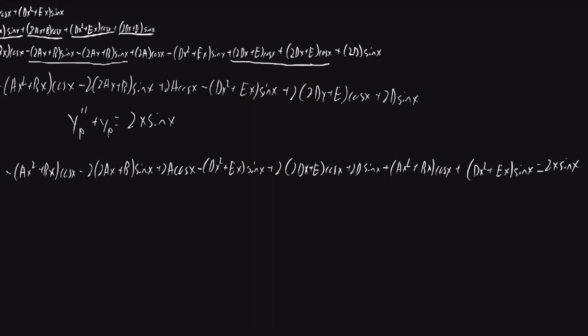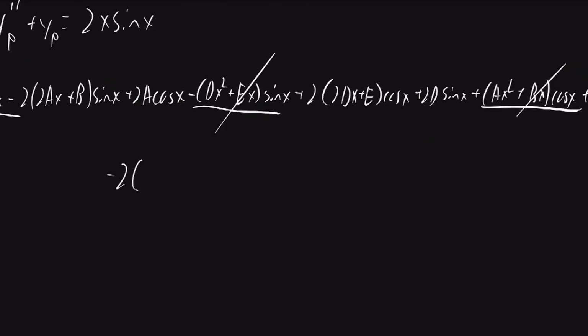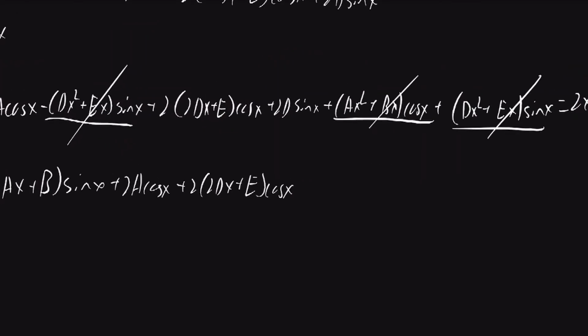Some of these terms will cancel. We have this negative ax squared plus bx times cosine x term, and this positive ax squared plus bx times cosine x term. They will cancel. We also have this negative dx squared plus ex times sine x term, and this positive dx squared plus ex times sine x term. Those will cancel. We'll be left with negative 2 times 2ax plus b times sine x plus 2a cosine x plus 2 times 2dx plus e times cosine x plus 2d times sine x is equal to 2x times sine x.